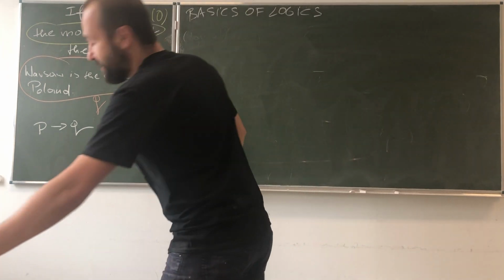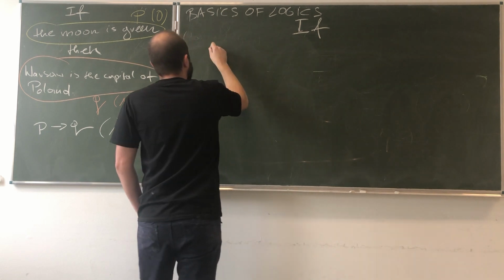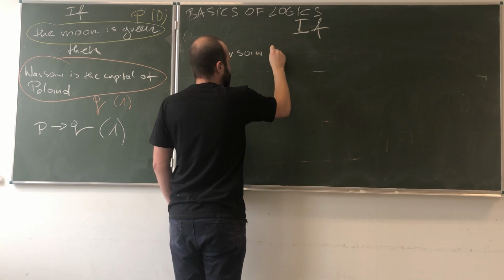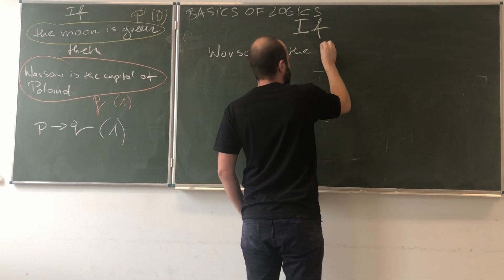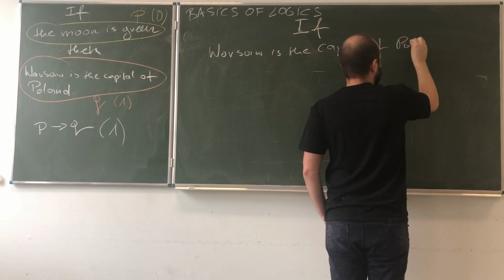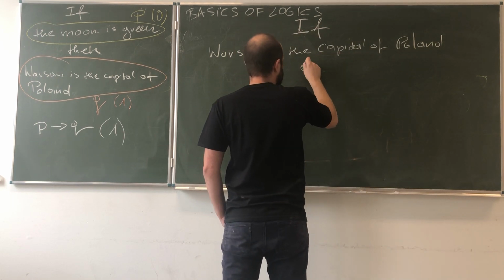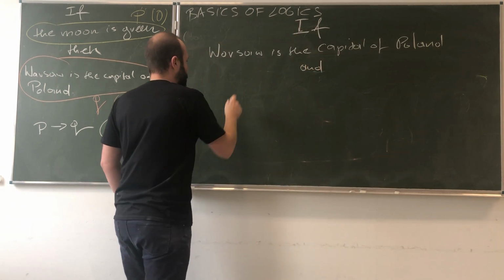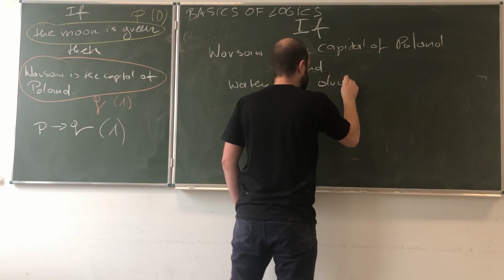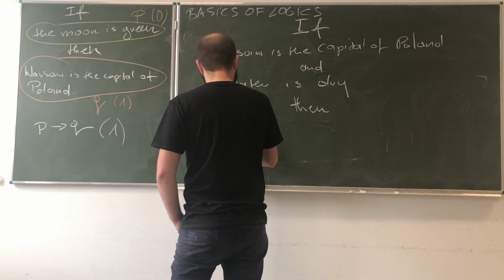So now we've got: if Warsaw is the capital of Poland, and water is dry, then the moon is green.